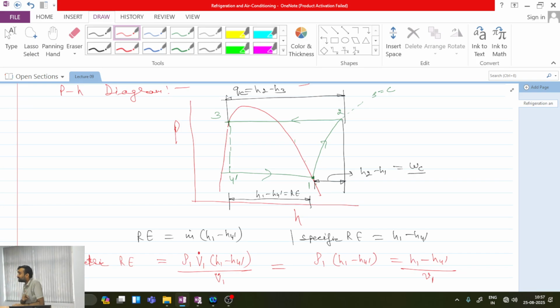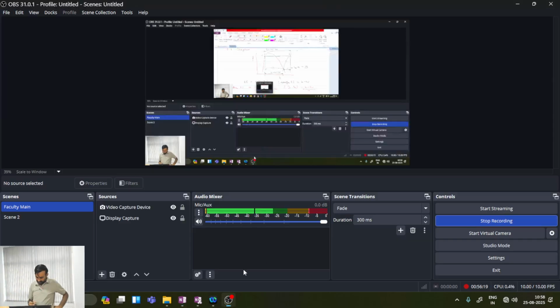Now if your density is low and you have to pass more mass flow rate, then you have to take a large size of that reciprocating piston cylinder arrangement. And if your density is high, then for the same mass flow rate, the size of the compressor piston cylinder arrangement will be less. So that's why volumetric refrigeration effect is very important, because ultimately it helps in deciding the size of the compressor which we will be using. Okay, we'll stop with this and we'll discuss further in the next class.